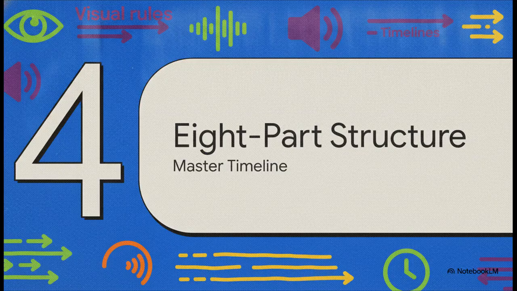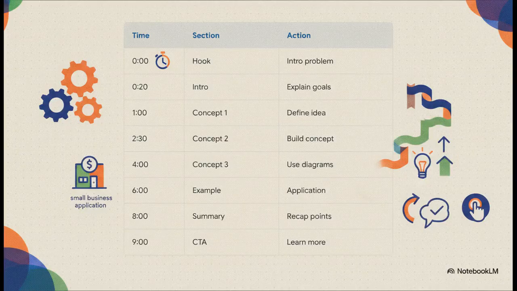All right, Section 4, the 8-part structure. This is our master timeline where the magic really happens. So here is that master timeline. A 10-minute explainer is meticulously divided up. You have your 20-second hook to introduce the relevance, followed immediately by an intro telling them exactly what they're going to learn. Then, minutes 1 through 6 methodically build 3 concepts, one right on top of the other.